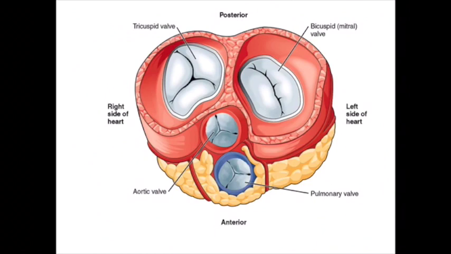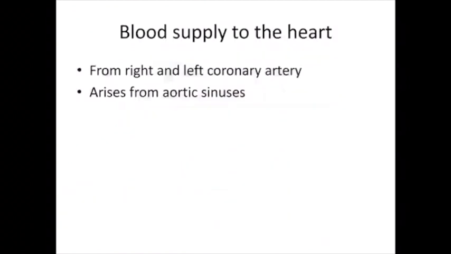So these are the 4 main valves of the heart. The bicuspid valve has 2 cusps, and the tricuspid valve has 3 cusps. The semilunar valves, aortic and pulmonary valves, have 3 cusps.